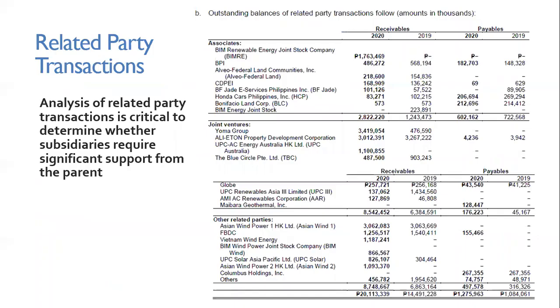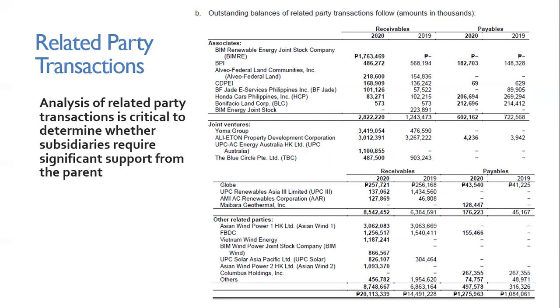And next is related party transactions. Ito yung mga receivables and payables ng parent with its associates, joint ventures, and other related parties. Again, related to the concept of financial support to subsidiaries. We want to know kung aling mga subsidiaries dyan ang hindi kumikita kasi kailangang mag-extend ng pautang ang parent sa subsidiary na yun. So, yun ang ibig sabihin nito.